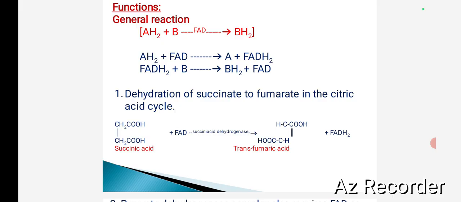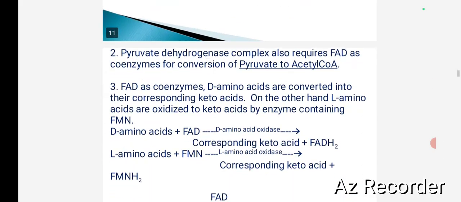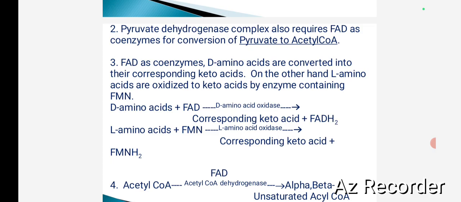First example, dehydrogenation of succinate to fumarate in the citric acid cycle. Succinate reacts with the oxidized form of FAD in the presence of succinate dehydrogenase enzyme to form trans-fumaric acid or fumarate plus FADH2. Second example, the pyruvate dehydrogenase complex also requires FAD as a coenzyme for conversion of pyruvate to acetyl-CoA.